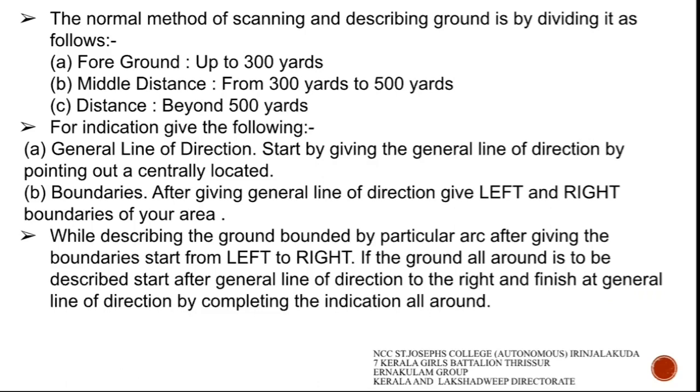A general line of direction. Start by giving the general line of direction by pointing out a centrally located object. Boundaries: after giving the general line of direction, give left and right boundaries of your area. While describing the ground bounded by a particular arc, after giving the boundaries, start from left to right. If the ground all around is to be described, start after the general line of direction to the right and finish at the general line of direction by completing the indication all around.